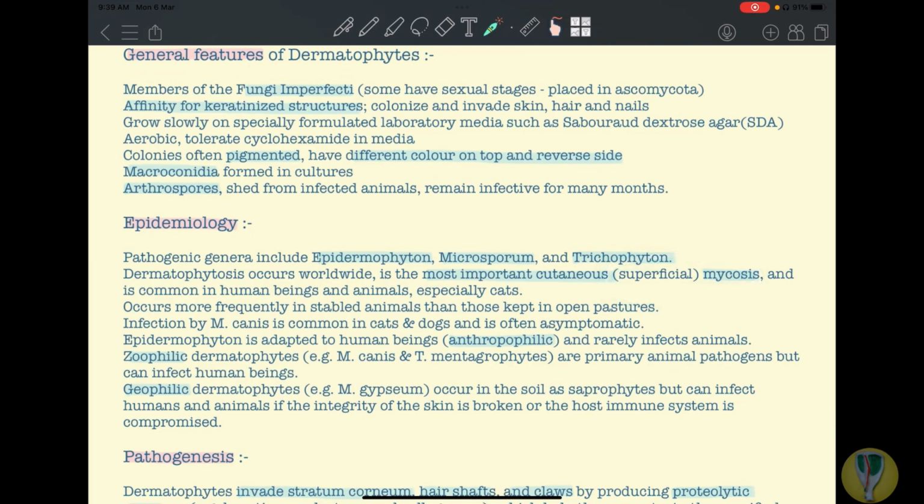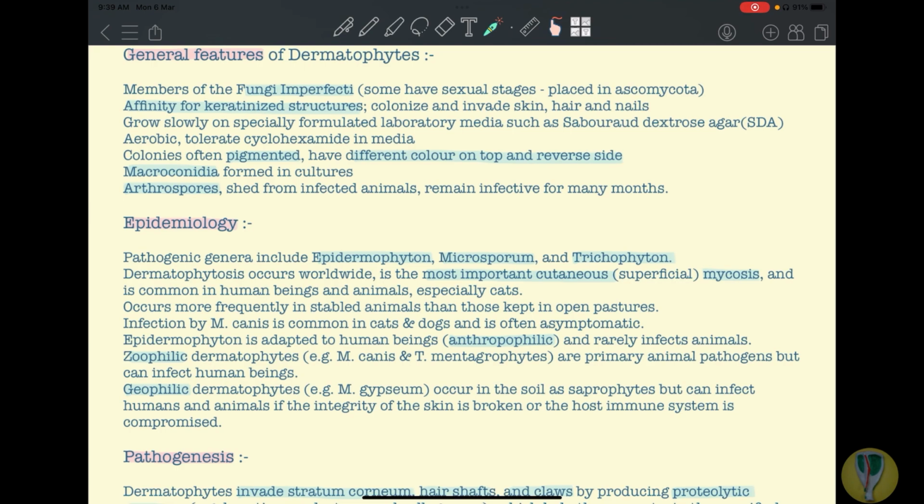Then they occur more frequently in stabled animals than those kept in open pasture. Infection by M. canis is common in cats and dogs and is often asymptomatic. So cats are the natural reservoir host of M. canis. Okay, and depending upon the reservoir, the dermatophytes are classified into three groups.